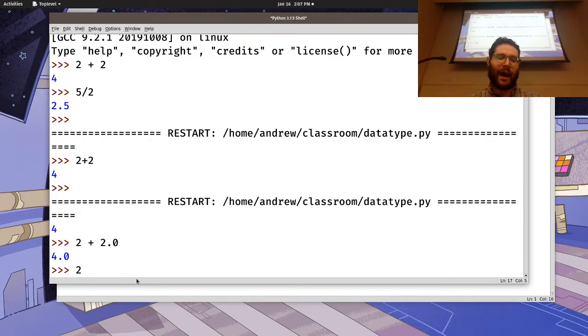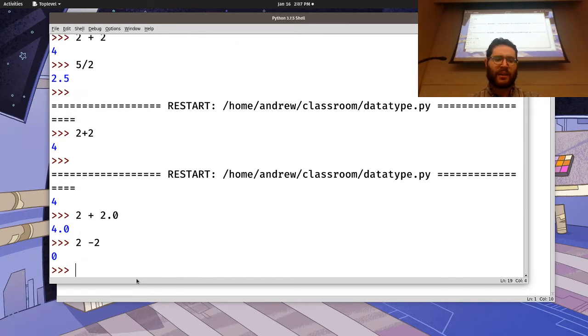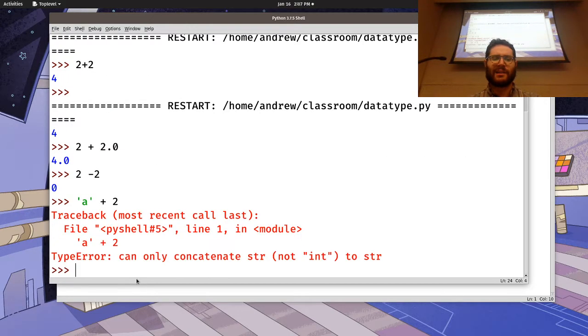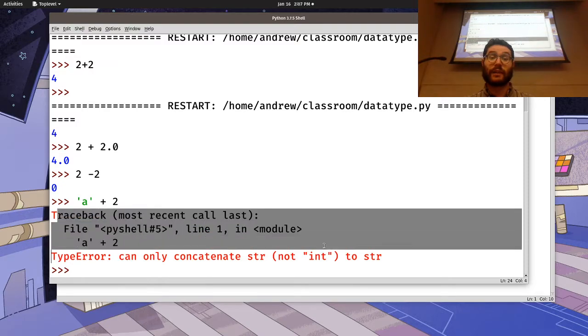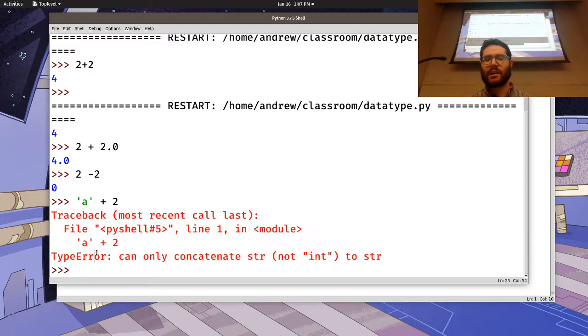You can subtract, obviously. But if you try to do something like adding the string A to 2, it will tell you, hey, you can't, it gives you an error. Now, errors aren't always bad. They tell you what's going wrong, so don't just let your eyes glaze over it. Try to read the error. Type error. You can only concatenate string to string, not int. So apparently the plus operation is a bit different if we're working with strings.